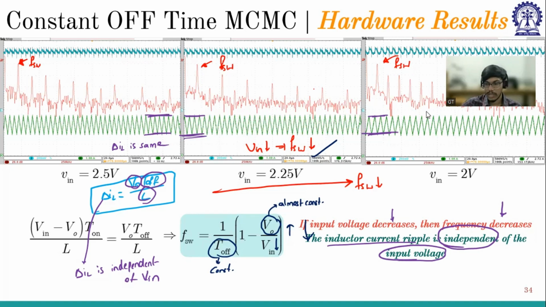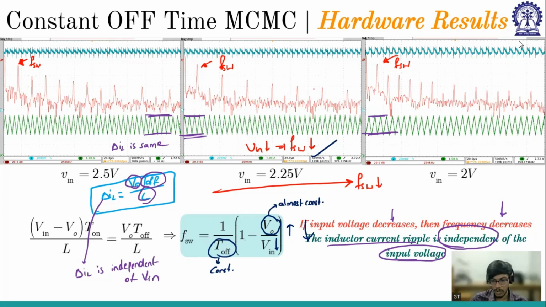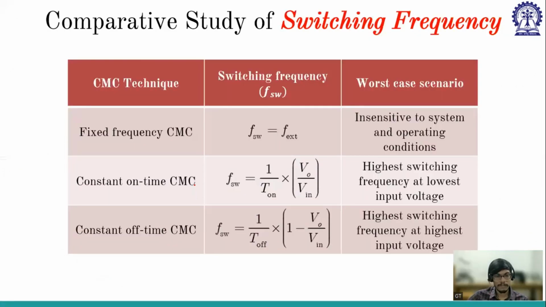Yeah. Thanks for confirming. So this completed this part, mixed signal current mode control, constant on time based as well as constant off time based. Now, these are the observations. So the observation says that in fixed frequency, switching frequency is constant.